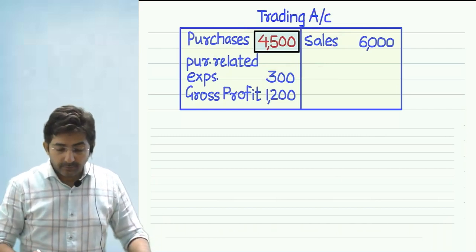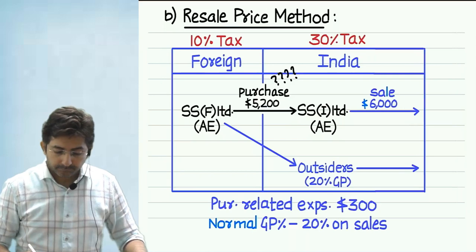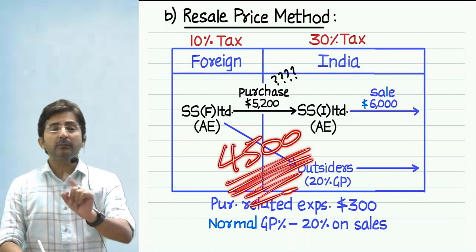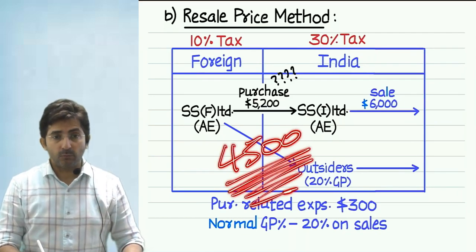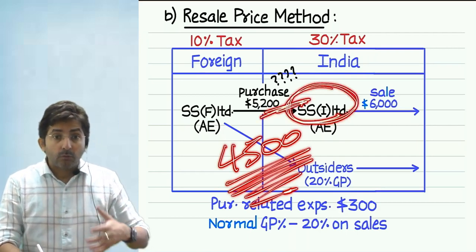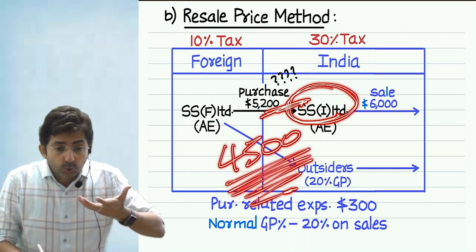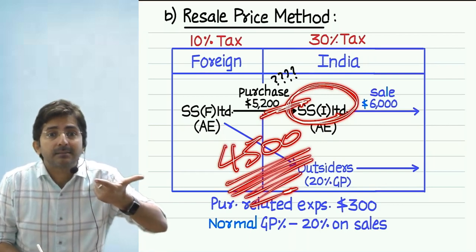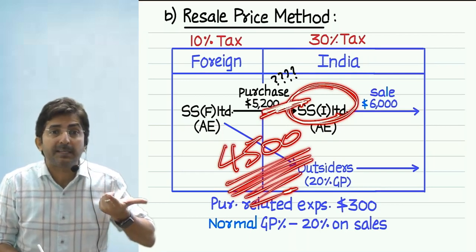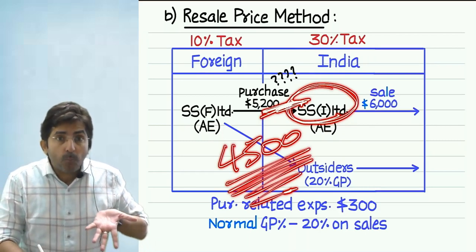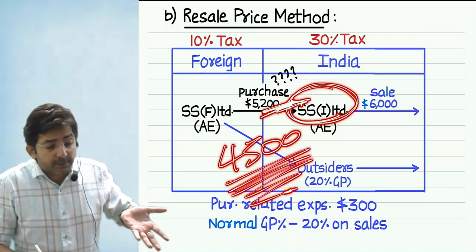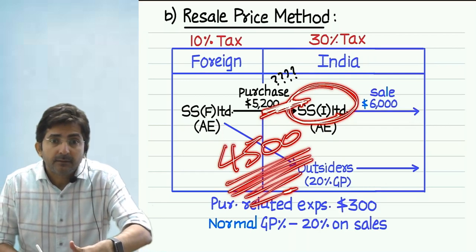Feel and you'll understand. 4,500 is the genuine purchase price, whereas Samsung India Limited has shown 5,200, shown more expense. Showing 5,200 as a higher amount means you are showing more expense, purchase expense, and when you show more expense, you are cheating, because by inflating the expense, you are reducing the profit. So this is cheating.